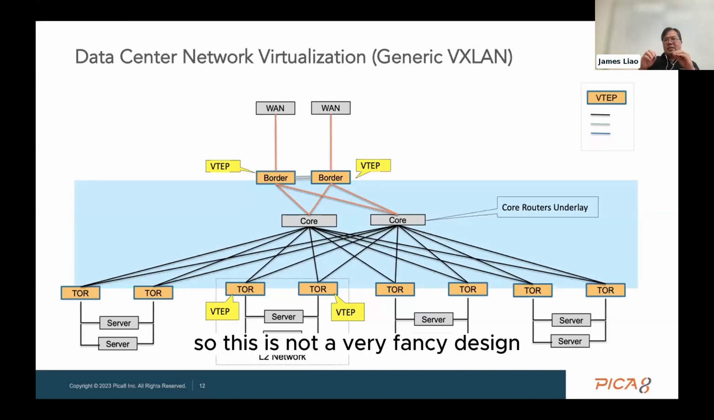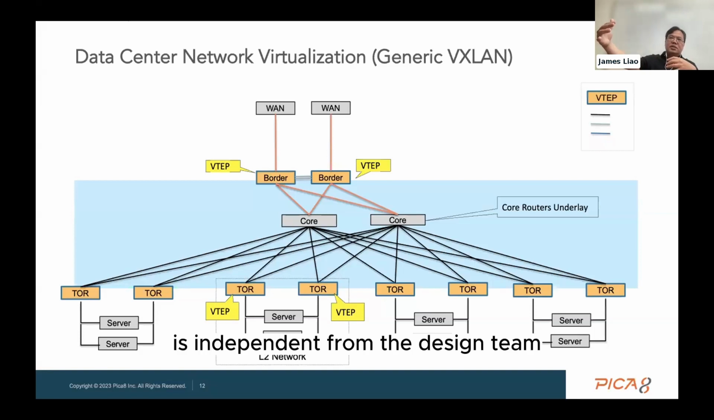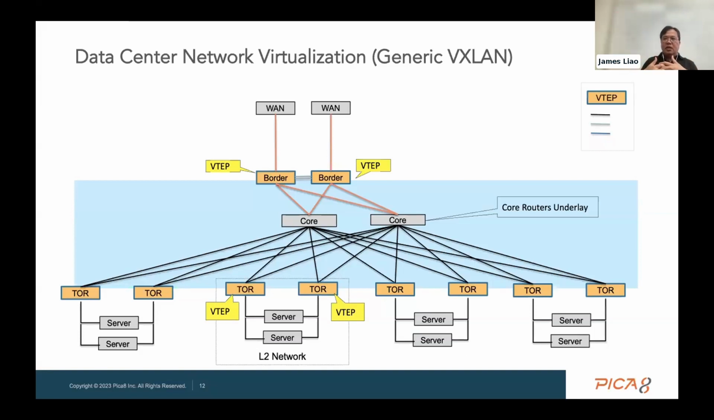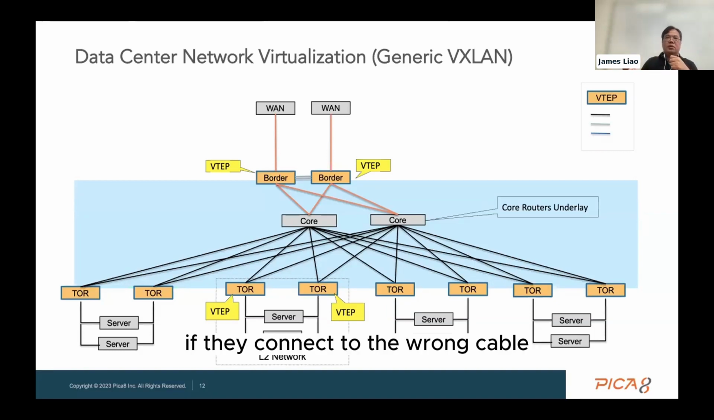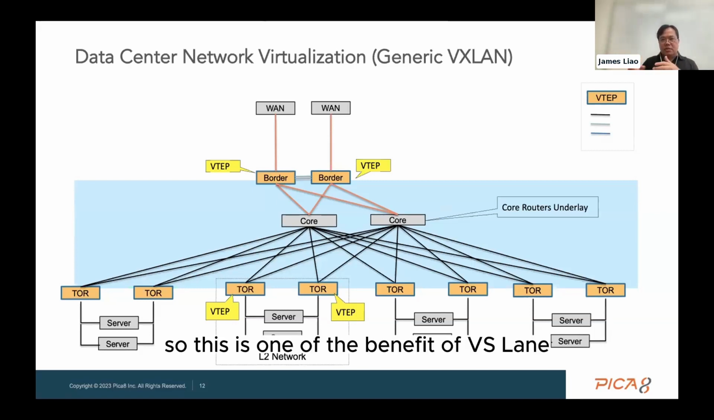So this is not a very fancy design, but it solves a very fundamental problem. If you have to be remote and the operations team is independent from the design team, you want to make sure that when they are setting up the topology, if they connect the wrong cable, even if you check everything, when failover happens, everything will continue to work. So this is one of the benefits of VXLAN.